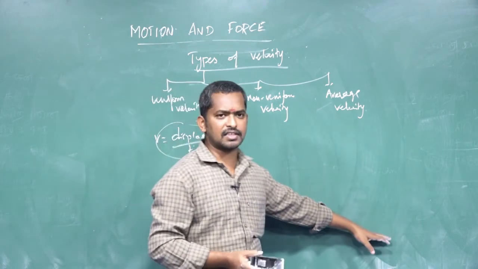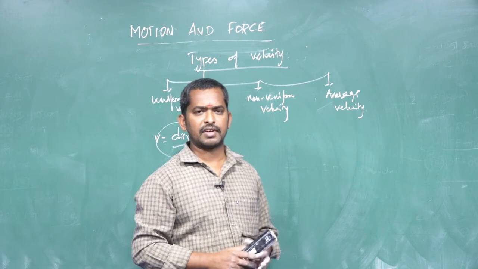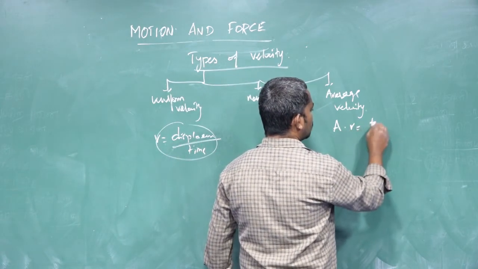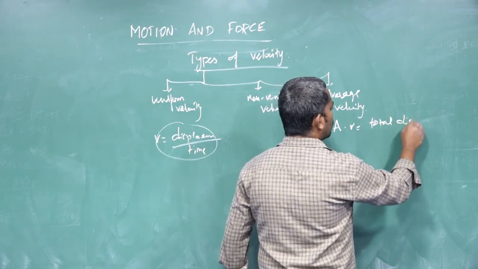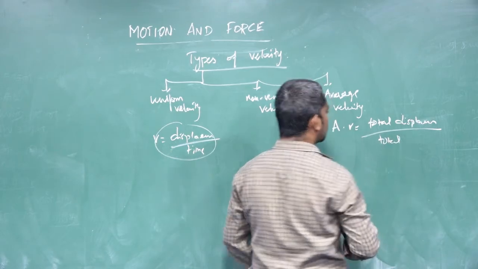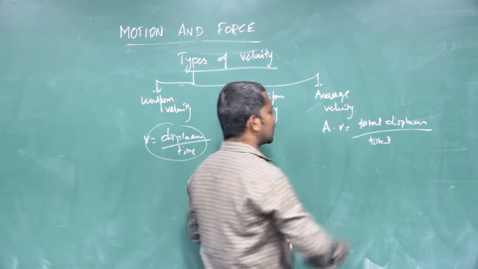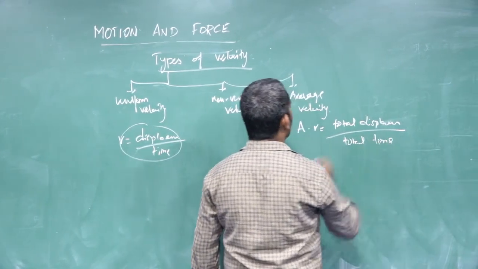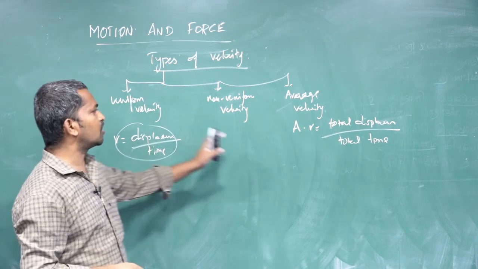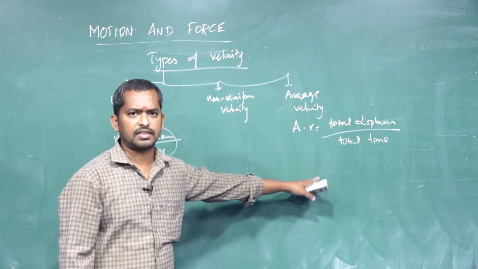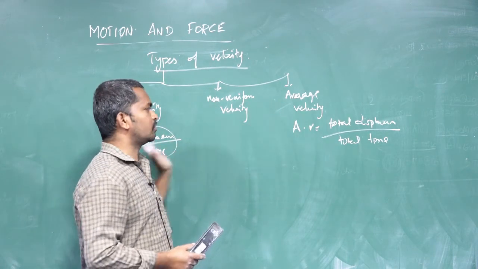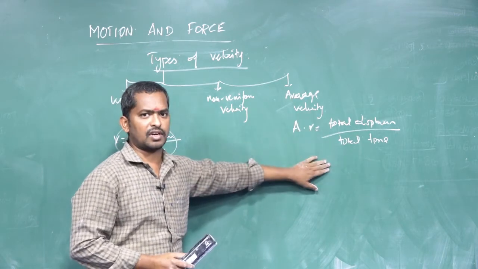Average velocity is nothing but total displacement divided by total time taken. So average velocity is equal to total displacement divided by total time taken. The object covers a total displacement in a total time, and this is called average velocity. This is the formula for uniform velocity, non-uniform velocity and average velocity. It is a very, very main difference. The average velocity differs from both. So total displacement divided by total time.